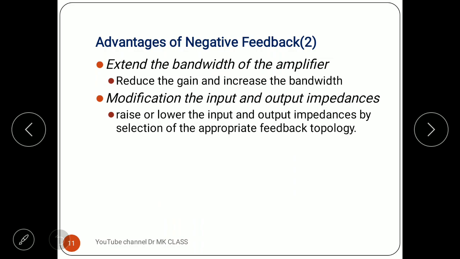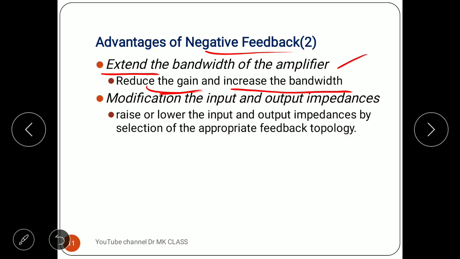Extend the bandwidth of the amplifier. Usually the amplifier has a bandwidth without feedback. With feedback it will be extended. Left side and right side it will be more, it will stretch. It reduces the gain and increases the bandwidth. But the negative point is it will reduce the gain, but that can be overcome by applying another amplifier after that one. After this negative feedback amplifier, we have to add another amplifier to increase the gain.